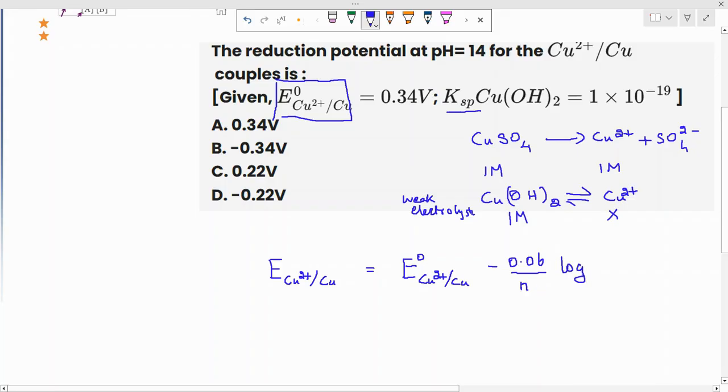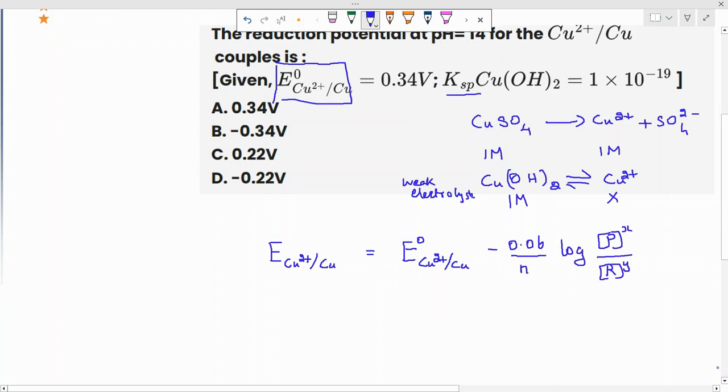And then the log of the product concentration to the power of the mole coefficient of the product, and then the reactant concentration. So product concentration divided by reactant concentration. Maybe it may be X, it may be Y. I will check. So I have to write the half cell equation. Then only I can find out what is the product and what is the reactant. So here they are asking the reduction potential for this couple.